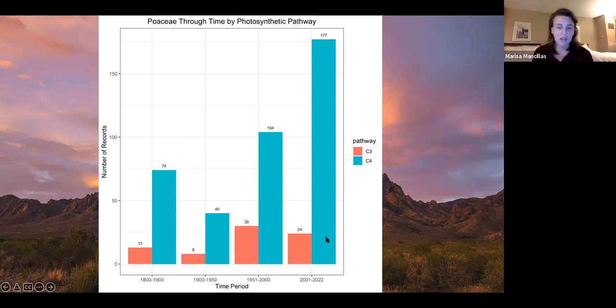But when I look at this, what I think is that, if this work is being done in 50 years from now, in 100 years from now, maybe people would see that the C3 grasses drop away completely as temperatures increase.